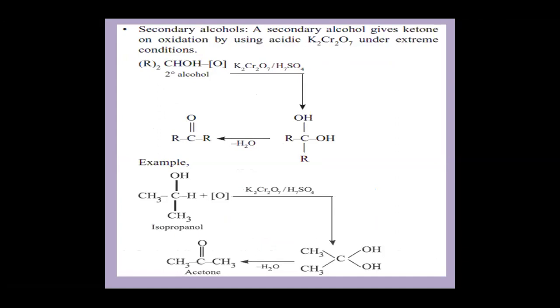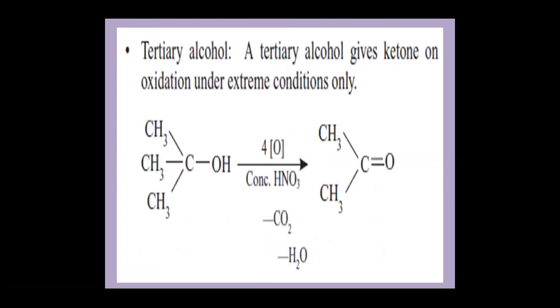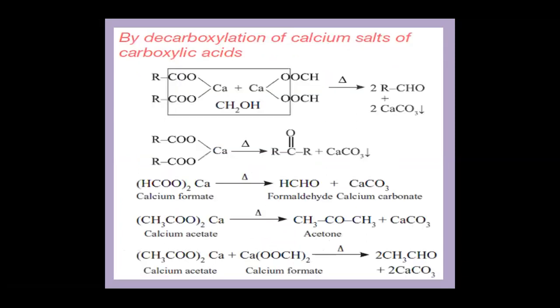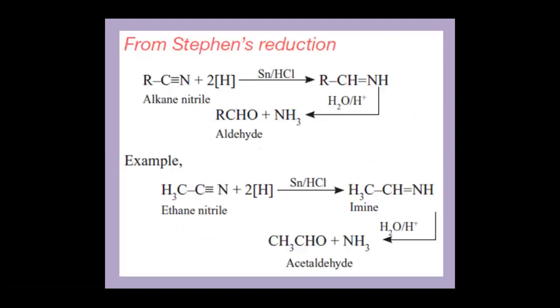Secondary alcohols on oxidation using acidified potassium dichromate can give ketones. Tertiary alcohols on oxidation under extreme conditions can give ketones. The next method is by decarboxylation of calcium salts of carboxylic acids. By the dry distillation of calcium salts of carboxylic acids, aldehydes or ketones can be obtained.